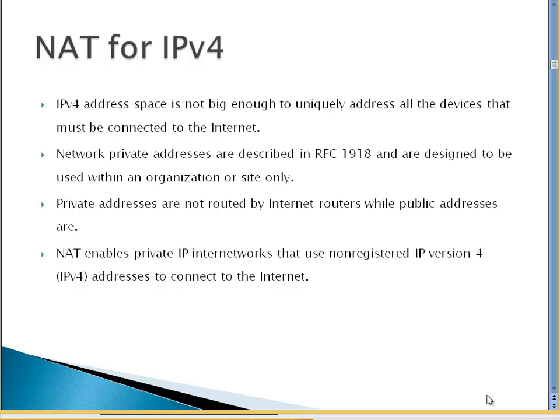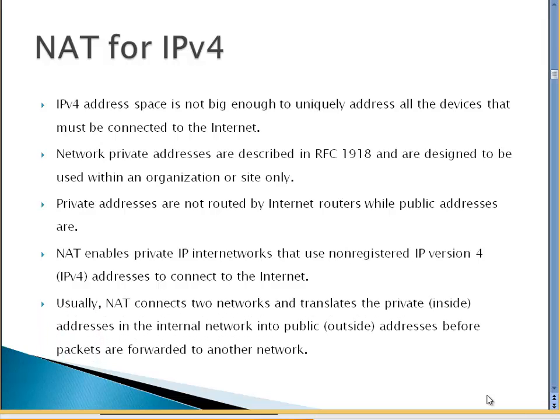Network address translation enables private IP networks that use non-registered IP version 4 addresses to connect to the internet. Usually, NAT connects two networks and translates the private inside addresses in the internal network into public outside addresses before packets are forwarded to another network. So you can have private addresses on your local network, and when they try to go to the internet, they will be translated before they go. Otherwise they can't, because the routers on the internet will drop them.